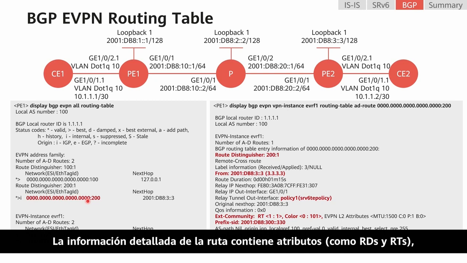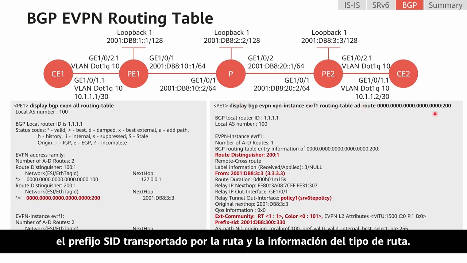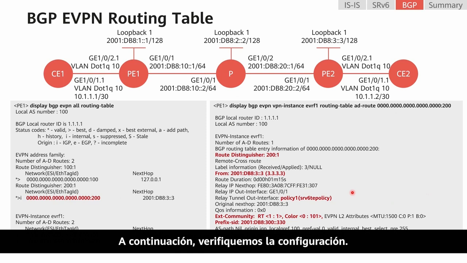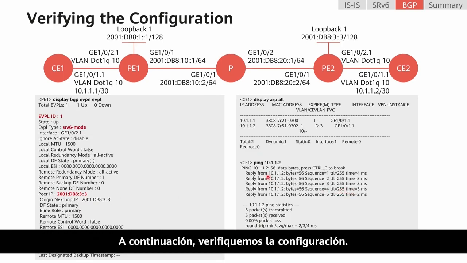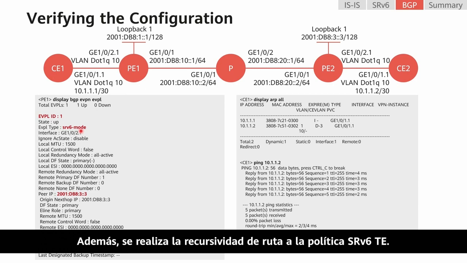Because this example adopts single homing deployment, zeros are displayed for the ESI. The detailed route information contains attributes, the prefix SID carried by the route, and route type information. Next, let's verify the configuration. According to the EVPL instance information on P1, the EVPL instance is up and works in SRv6 mode. In addition, route recursion to SRv6 TE policy is performed.